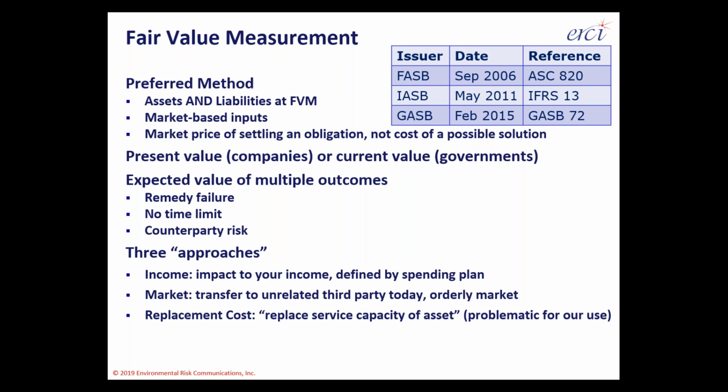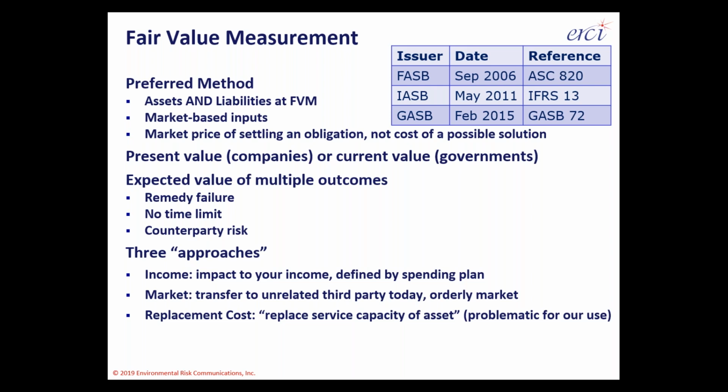For the pricing of environmental liabilities themselves, there are three approaches available and stated in the documents from FASB, IASB, and GASB. One is the income-based approach, which is the impact to your income, which is defined by your spending plan, which is what you normally do. This is your cash flow plan, maybe even your current basis for your environmental reserve, year after year, showing X dollars in 2019, Y dollars in 2020, and so on. That income basis is quite common and quite ordinary for what we do in looking at environmental liabilities.